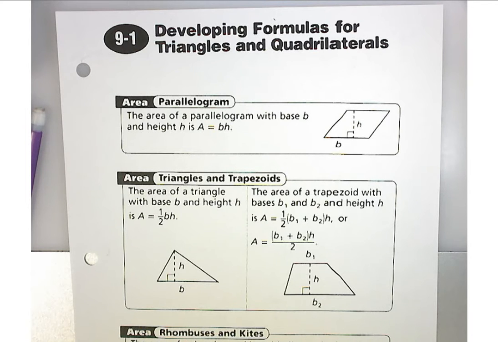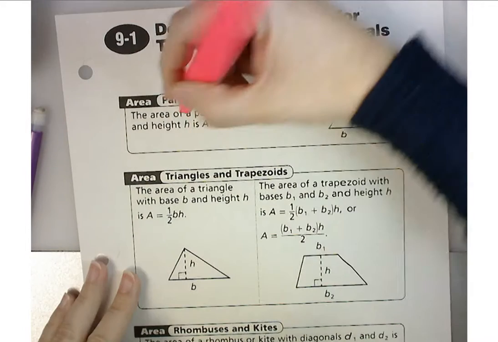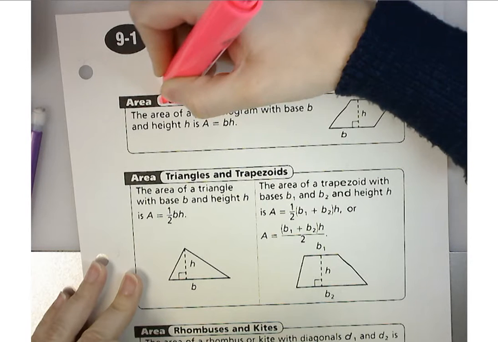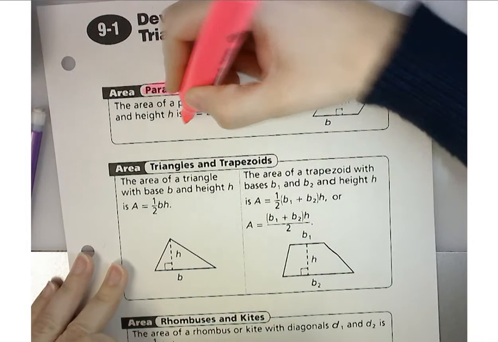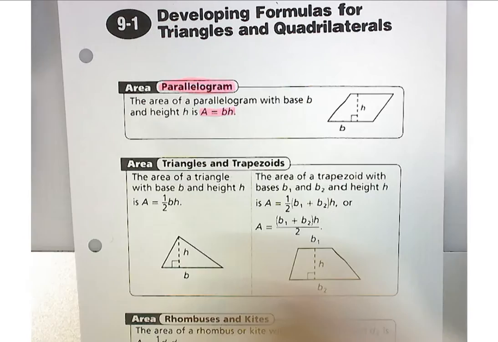Focus on developing formulas for triangles and quadrilaterals. So the first quadrilateral we're going to look at is the parallelogram. So the area of the parallelogram is the area equals base times height. Okay, so we're going to write that out.